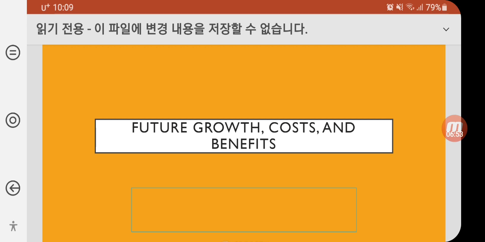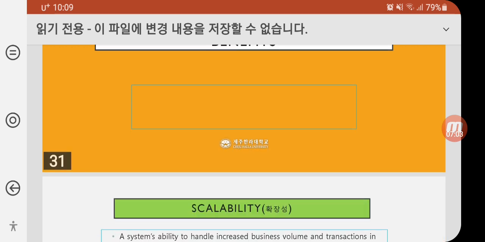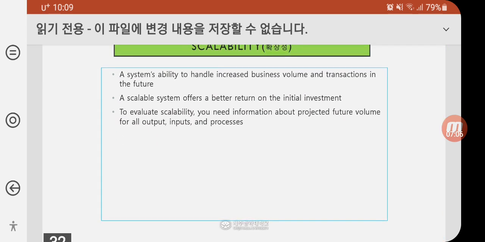A system's ability to handle increased business volume and transactions in the future is called scalability. A scalable system offers a better return on the initial investment. To evaluate scalability, you need information about projected future volume for all outputs, inputs, and processes.